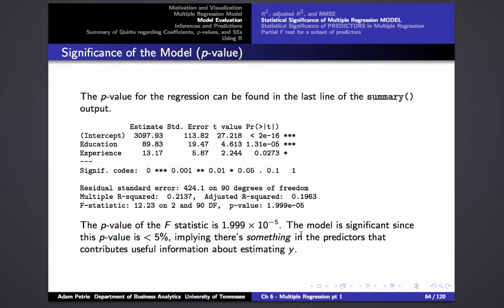Okay, where do we look for the significance of a model in output? Well, once we run summary, we're going to look at the f-statistic line. So this is that f-statistic bigger than 1 is evidence that the regression model is significant. Here we see a value of 12. What's the p-value? Well, about 2 times 10 to the minus 5. So less than 5%, so we say the regression model is statistically significant. There's something in the model that is helping to predict salary better than just what random predictors might be able to get.